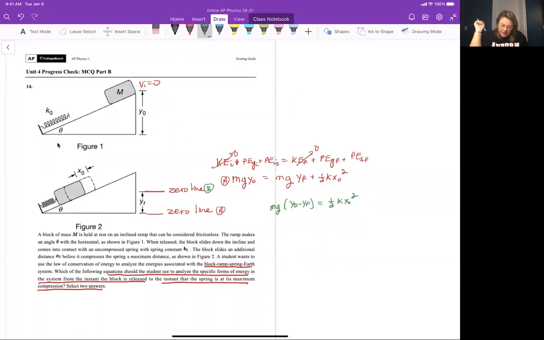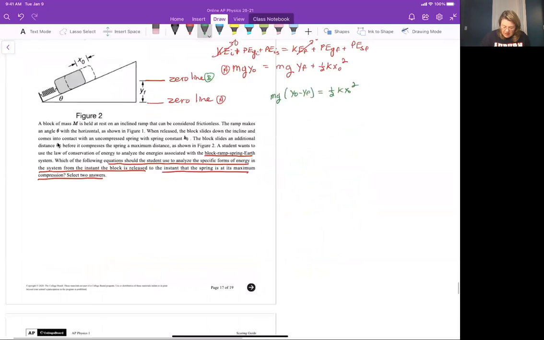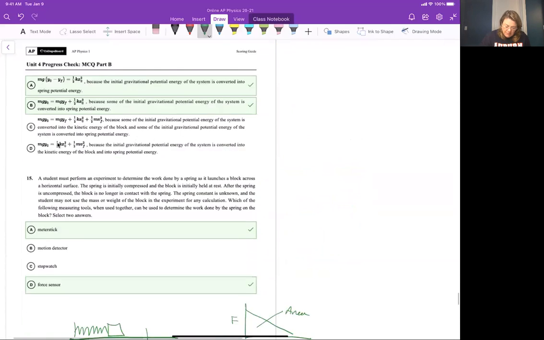This one, actually, you could define your zero line at two different locations, and based on that, you will end up with one of these equations. Okay, both of them start with an initial velocity of 0. Both of them had potential energy due to gravity based on your height, and we could assess it that way. So that's that problem.